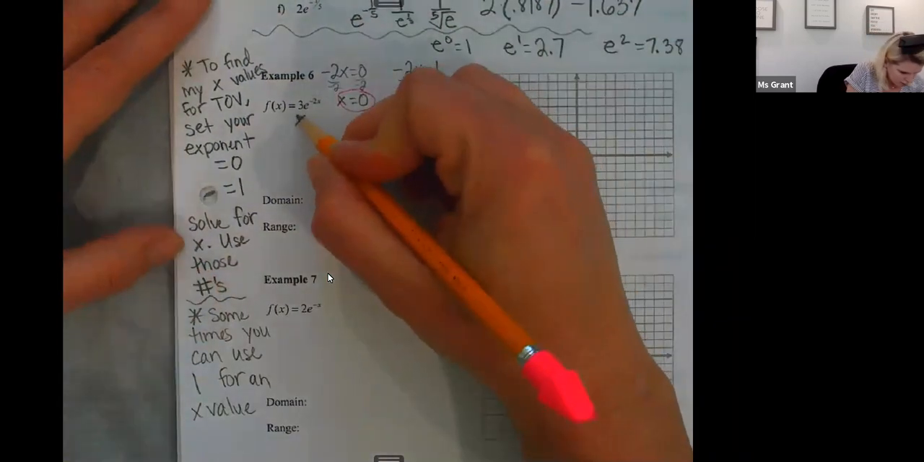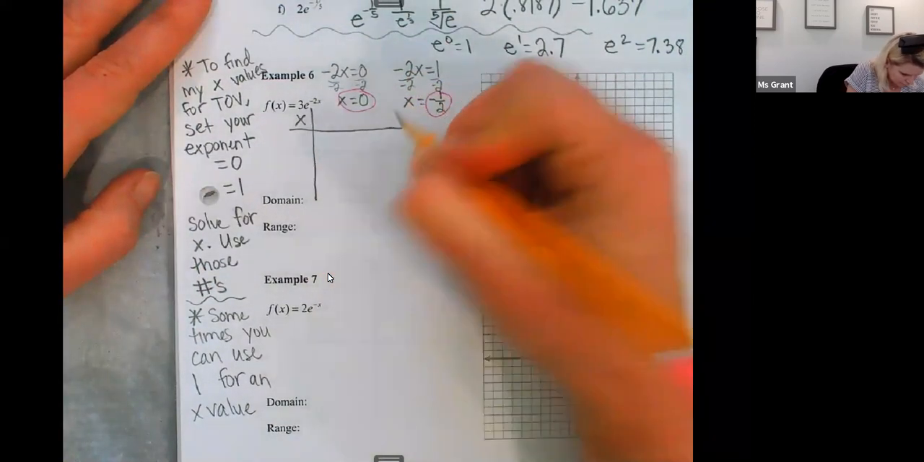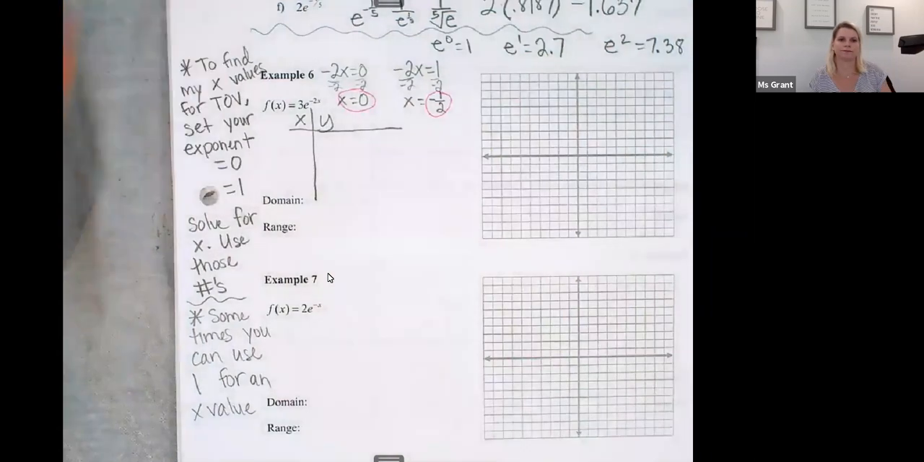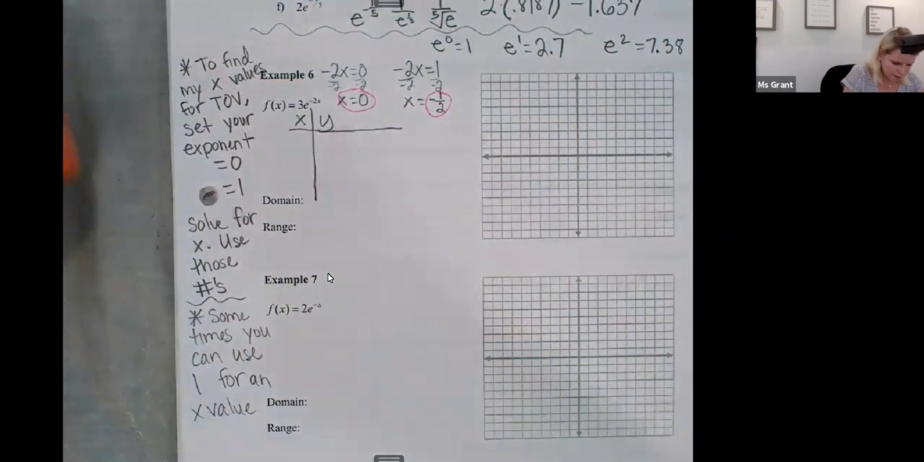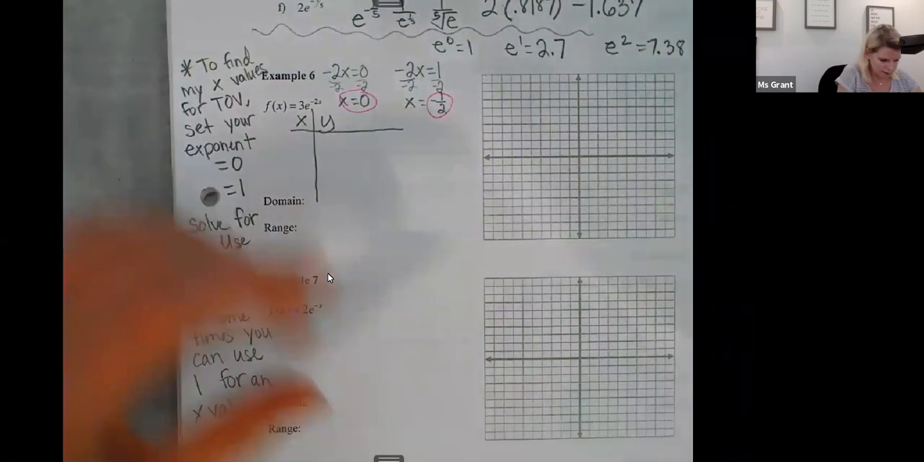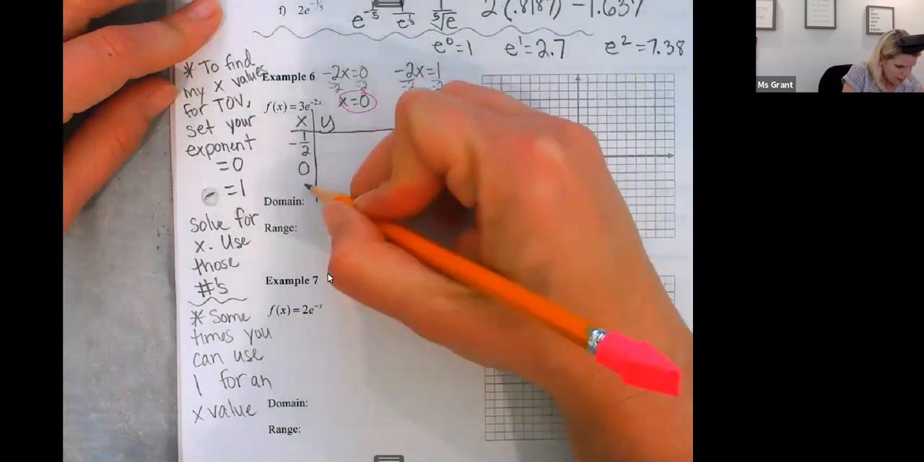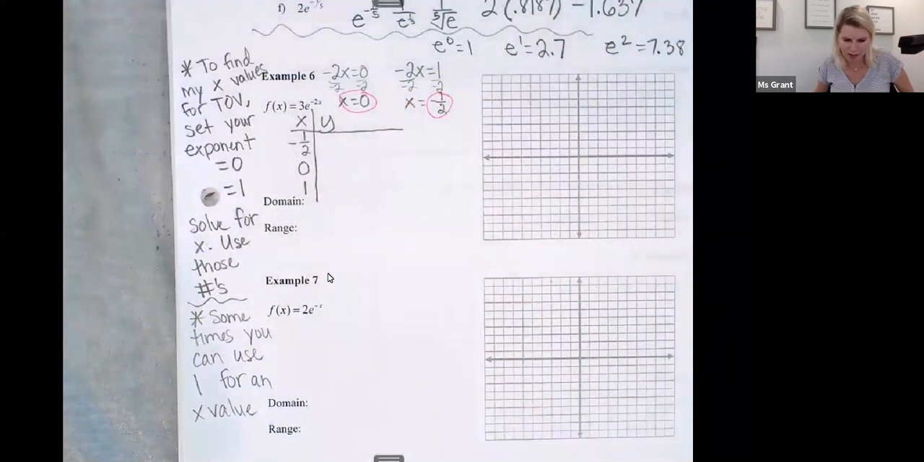I'm going to make a super spacious table of values because I have to show my work. So I'm going to use -1/2 because that's the smallest. I'm going to use 0. And then for this one, I am going to use 1 just because I know that it's easy.